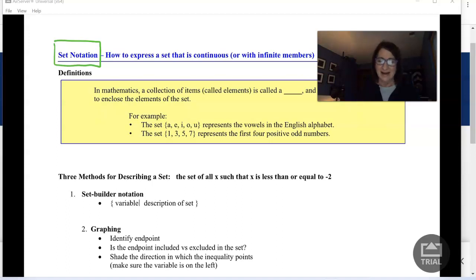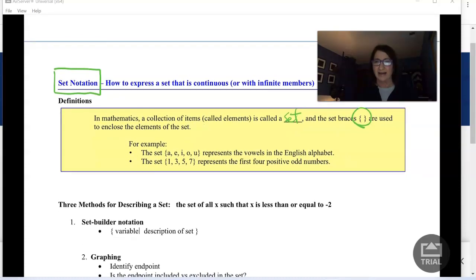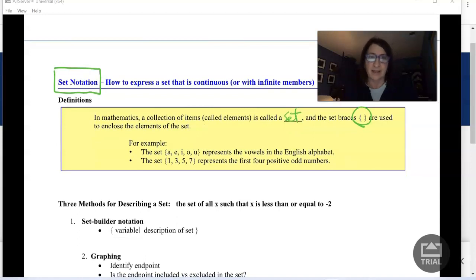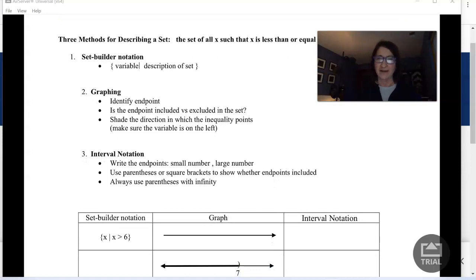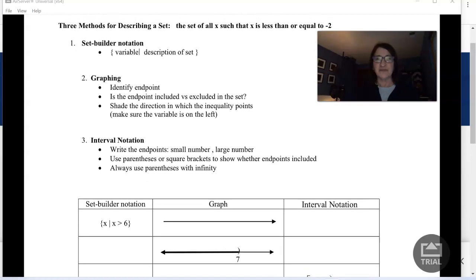So when you have a finite set, it's really easy, okay? It's a collection of items called elements. That's called a set. And the brackets, this is what we've been doing. The squiggly brackets are used to enclose the elements of that set, okay? That's exactly what we've been doing. Well, now let's move on. And what if we can't count the members of the set because there's an infinite number of them? Well, we have 3 ways we can describe that set. So let's look at this set.